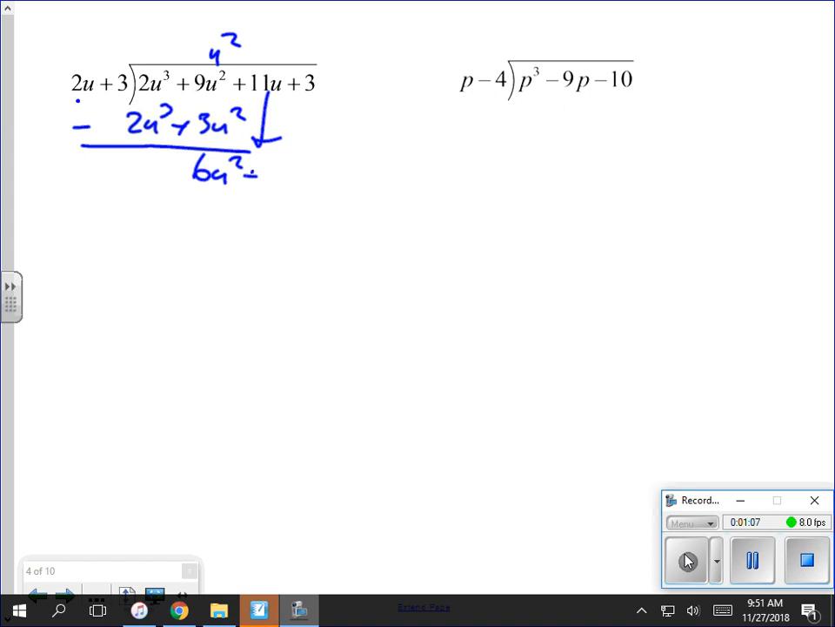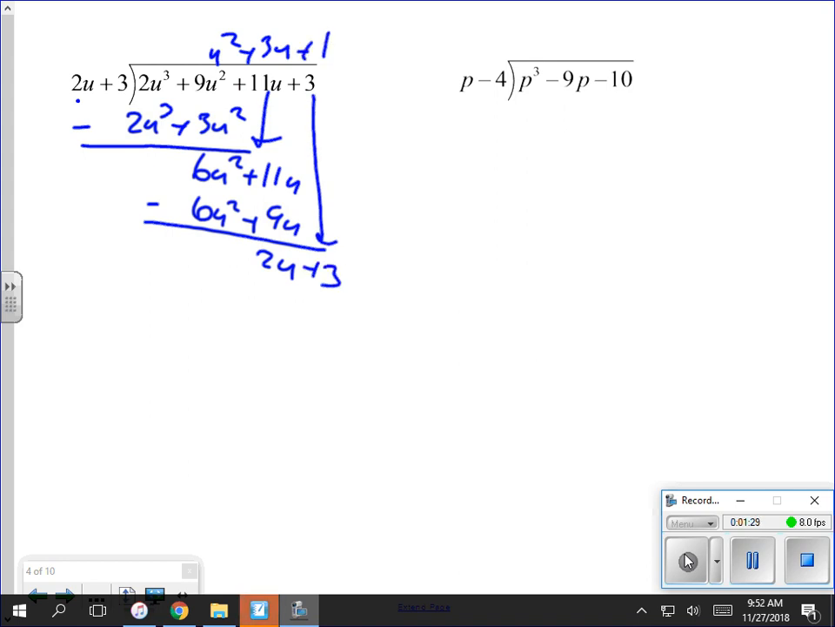6u squared plus 11u. 2u goes into 6u squared 3u times. Multiply it out, 6u squared plus 9u, subtract, 11 minus 9, that's 2u, bring down the 3. 2u goes into 2u once, multiply it out, 2u plus 3, subtract, and look, no remainder.